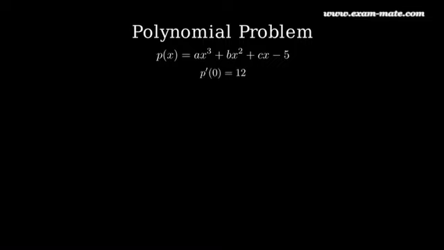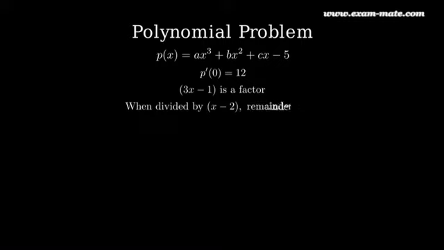First, the derivative of p at x equals 0 is 12. Second, 3x − 1 is a factor of p of x. And third, when p of x is divided by x − 2, the remainder is 95. Let's start with the derivative condition. The derivative of p of x is 3ax² + 2bx + c. When we evaluate this at x equals 0, we get c equals 12.